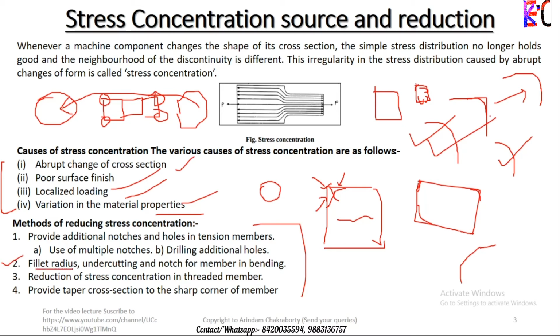There's the fillet radius, that is this one. Then taper sections or round threaded members, and many other ways. Now this is how we reduce or increase the stress concentration.